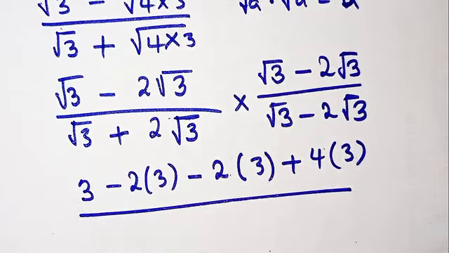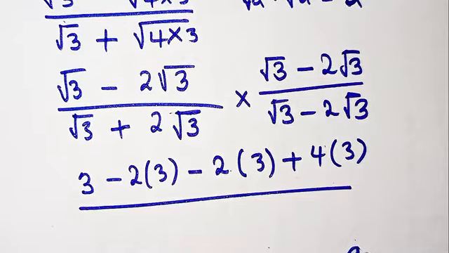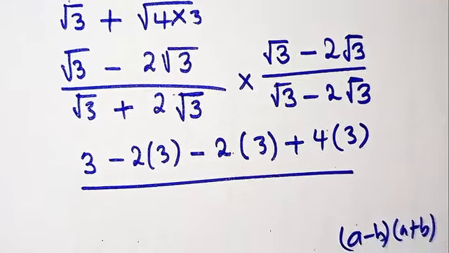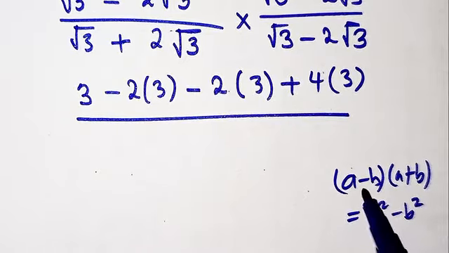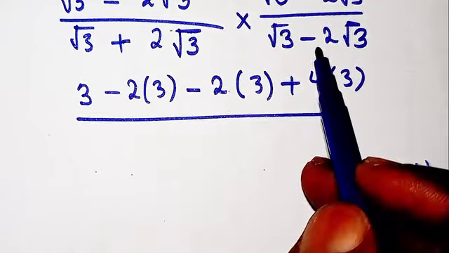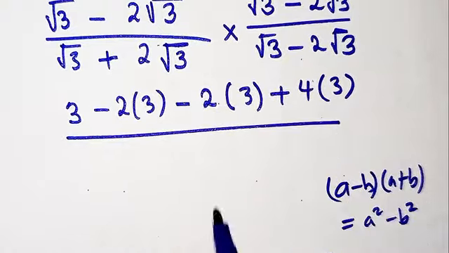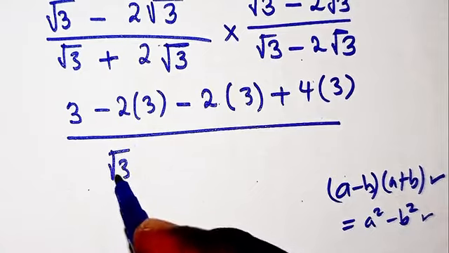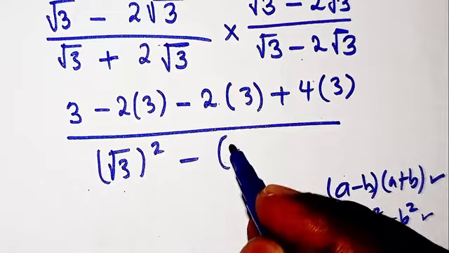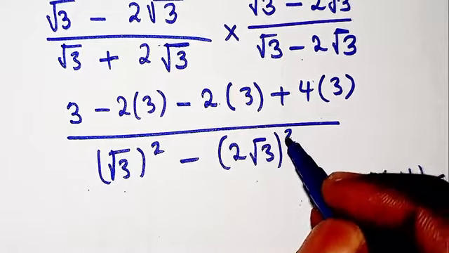Okay, before that, since we are multiplying this, we're going to use the difference of two squares that says a minus b, a plus b will always give us a squared minus b squared. So whenever you see this, you can see they are almost the same. The only thing that makes it different is the sign in between. So the same thing happens here. We have plus here, we have minus here, which takes the form of this. So therefore we are going to write this in this form. So this is going to be root 3 all squared minus 2 root 3 all squared.